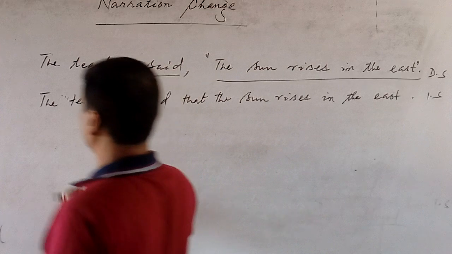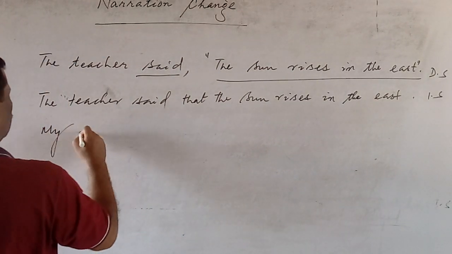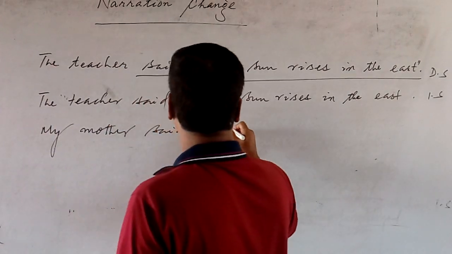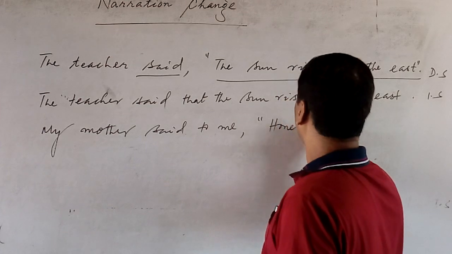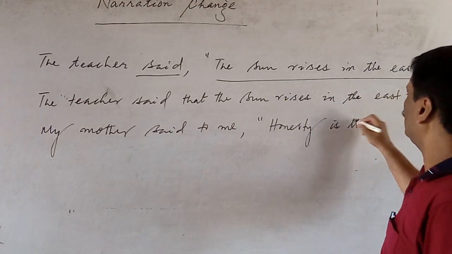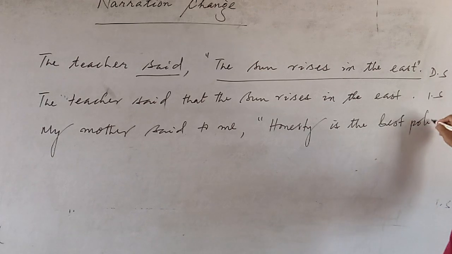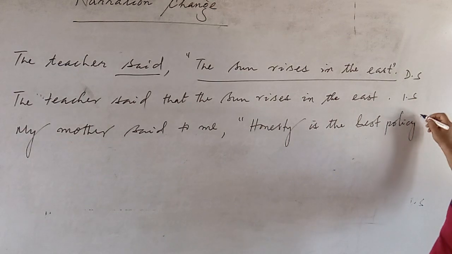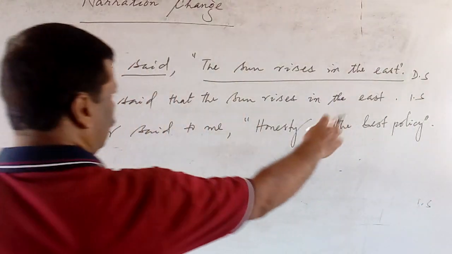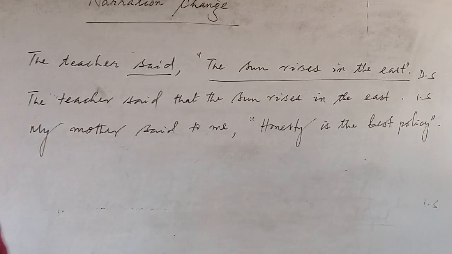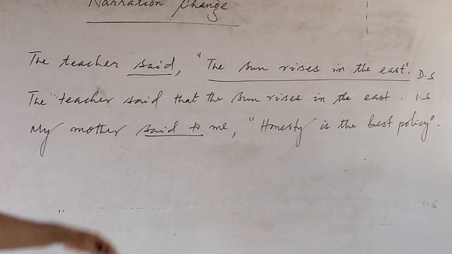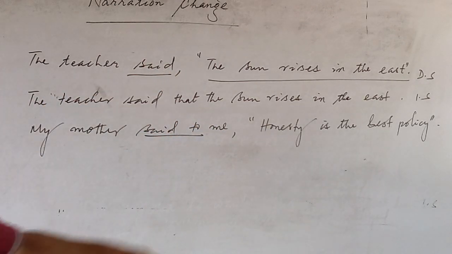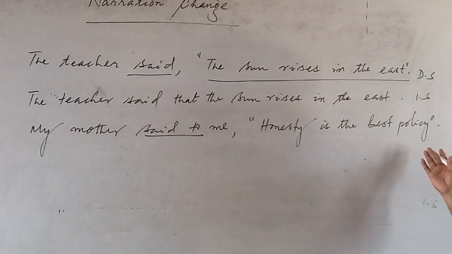Let me give you another example. My mother said to me, honesty is the best policy. Clear? First of all, inverted comma, then full stop. My mother said to me, here an object is taken. But in the first sentence, an object was not used. Honesty is the best policy. It is also a fact.